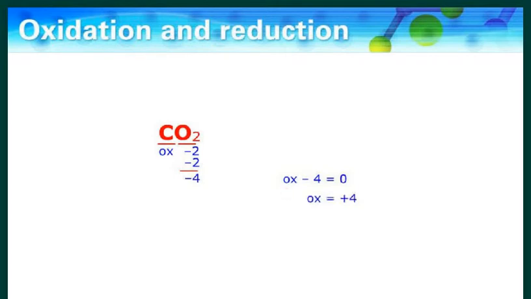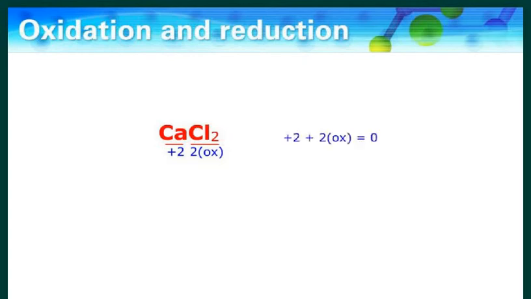If we have another example like calcium chloride, the oxidation state of calcium is +2, and we have to calculate the oxidation state of chlorine in this molecule. We know that the oxidation state of chlorine must be multiplied by 2, because we have 2 chlorine atoms. Again, because this is a compound with no extra positive or negative charges, the total sum of oxidation states must be 0. We have +2 for the calcium, and the oxidation state of chlorine is -1. So 2 times -1 makes -2, and +2 makes 0.